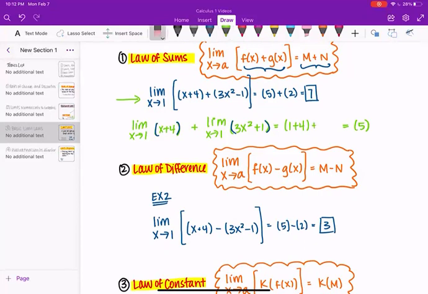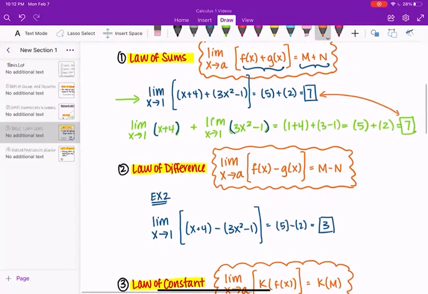Oh, just kidding. It's minus 1. That was almost my bad. 3x squared minus 1, sorry. So if we plug in 1, we get 3 times 1, which is 3, minus 1 is 2. And you'll see that either way I chose to solve this, I get 7. So that's what this first law is trying to tell us.